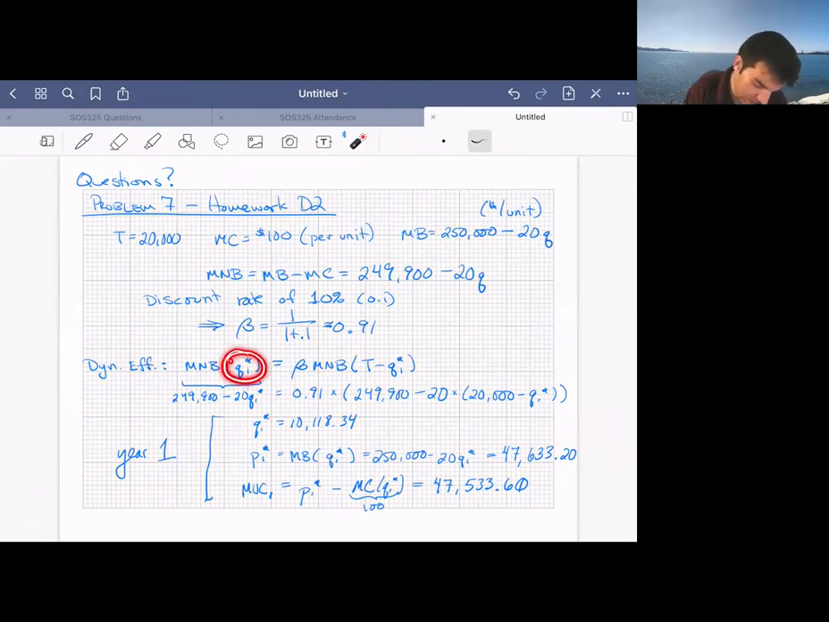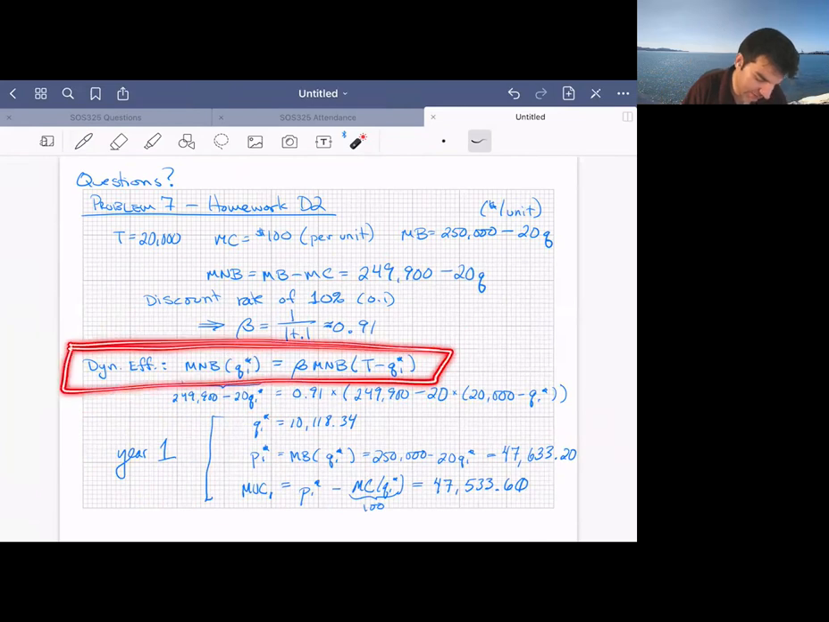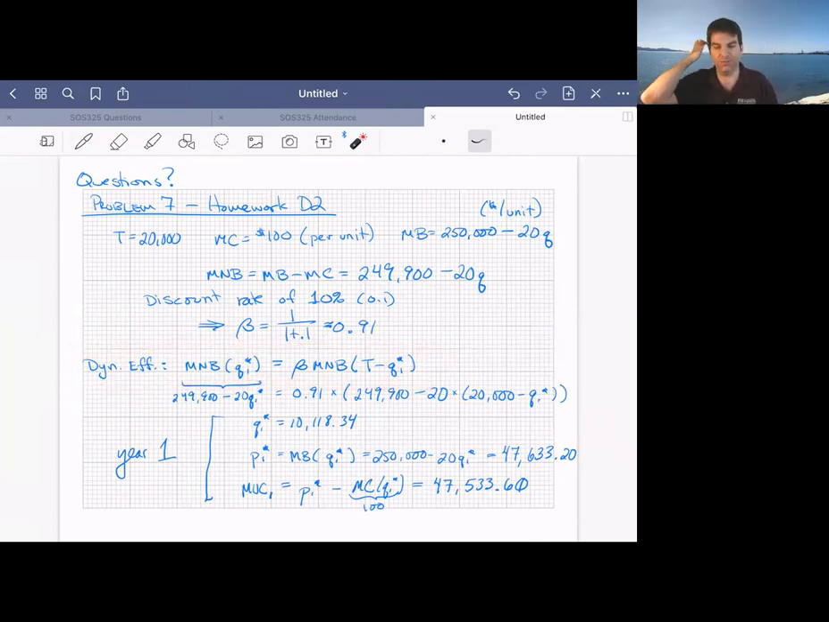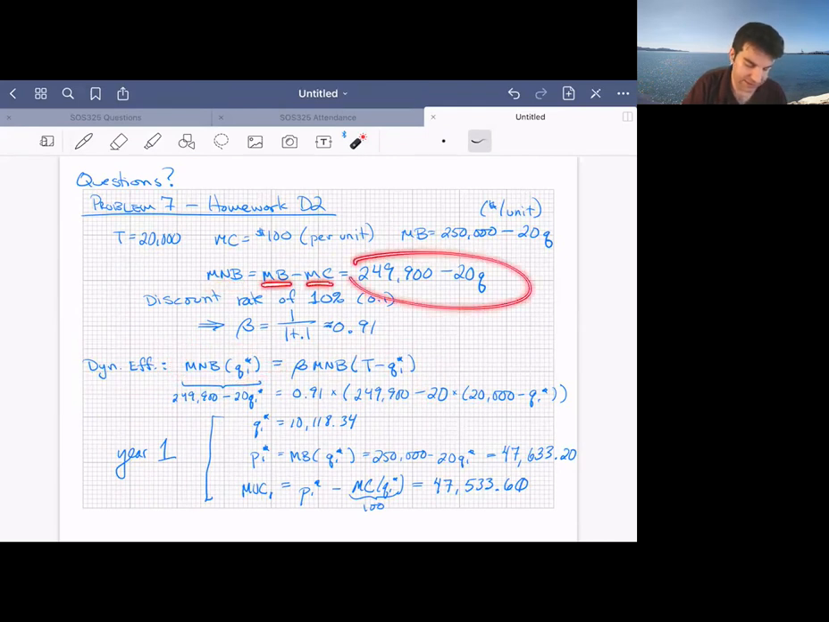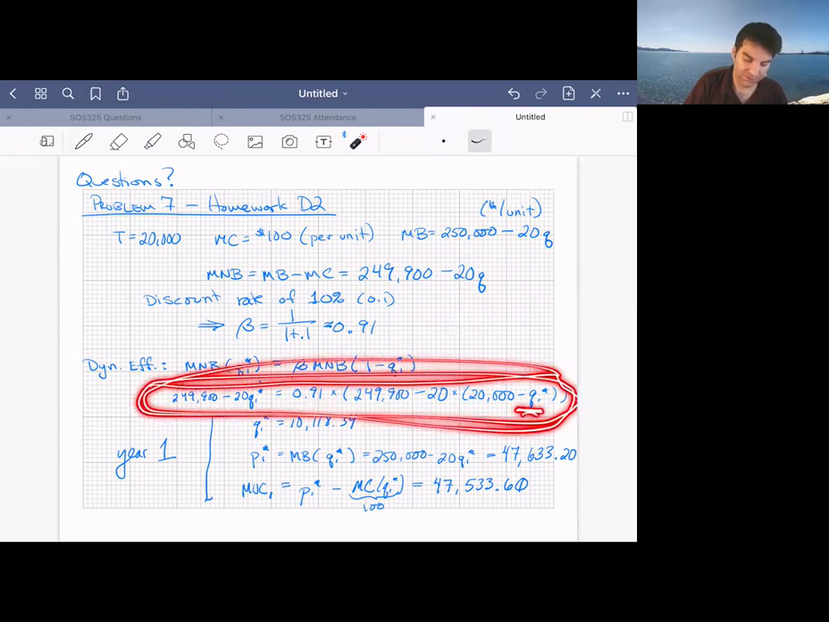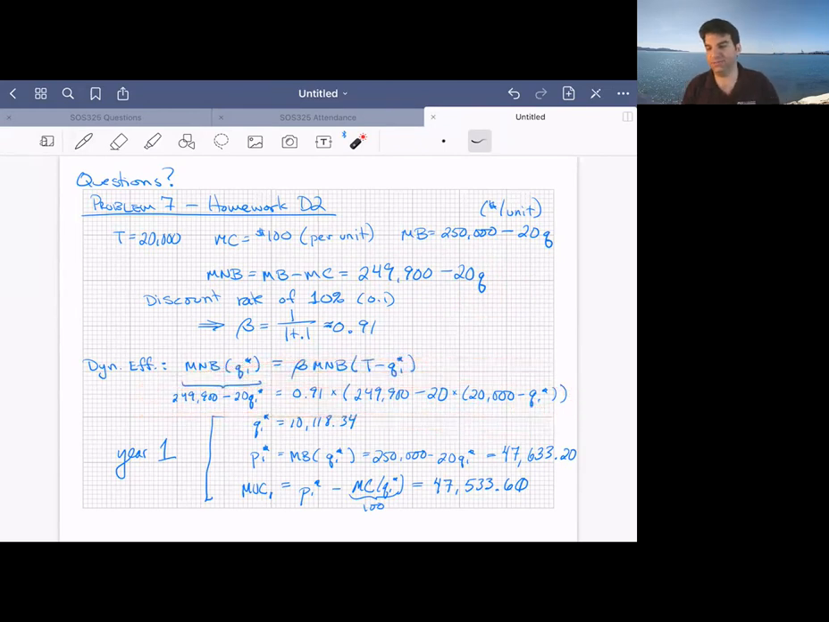Q star 1. So this is just the expression for the intertemporal equimarginal principle. And so I had to solve for the marginal net benefit, which I got the formula for up here, which is just the formula for marginal benefit minus marginal cost. And so I took that formula and I plugged in Q star 1 into it. And that's what I've got right here. And then I took that same formula and for Q, I then plugged in T minus Q star 1. That's what I've got here. And I multiplied it by my marginal rate of substitution at 0.91. And so that set up an expression down here that only had one unknown variable, Q star 1, and I could just solve that expression. Okay.